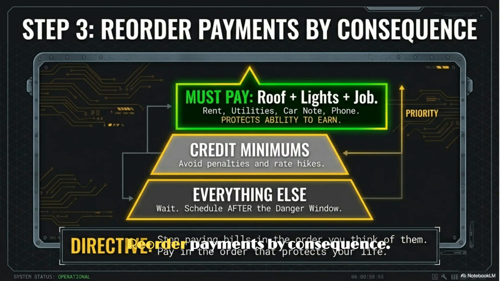Step 3. Reorder payments by consequence. Prioritize must-pay bills like rent and utilities, which protect your ability to earn. Then cover credit minimums and wait to schedule everything else after the danger window.